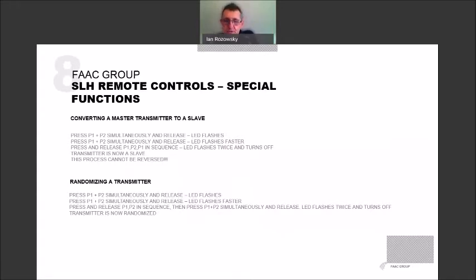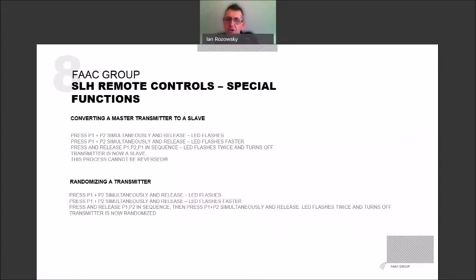And you again do that with a series of button strokes. You hold down button 1 and 2 simultaneously and release till the LED flashes. You press 1 and 2 simultaneously and release again, the LED flashes faster. And then you press and release button 1, then button 2, and then you press 1 and 2 together. You get 2 flashes of the LED, and the transmitter is now randomized.